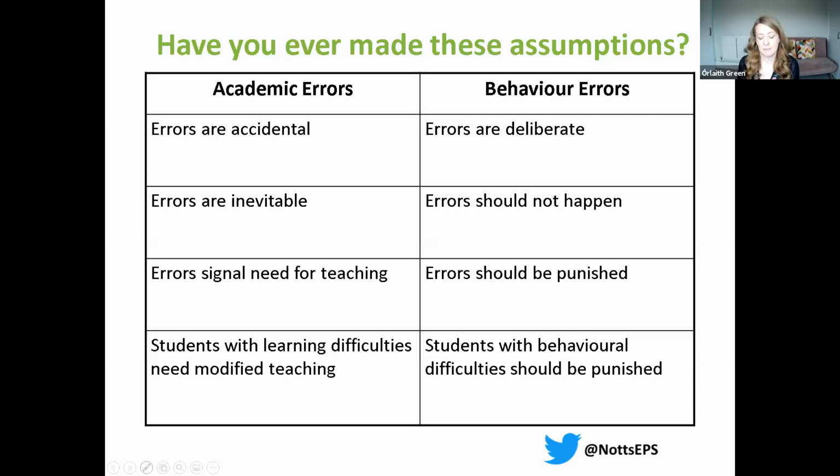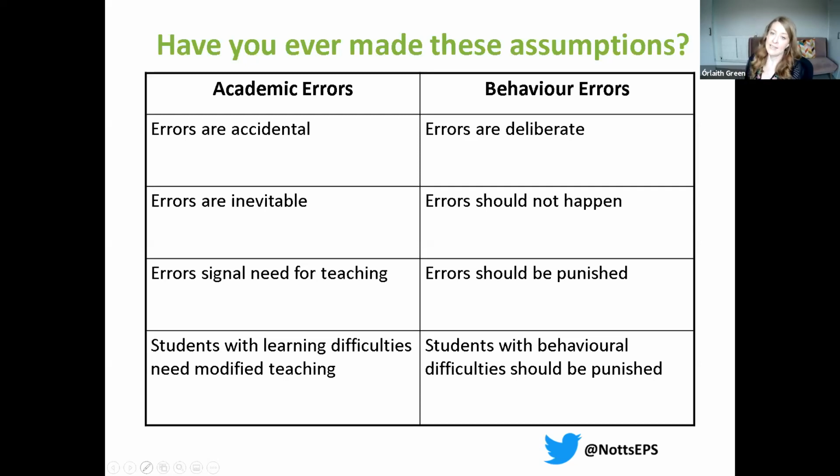So when you see an academic error, for example, a child spelled a word wrong, we might assume that errors are accidental. They're inevitable. Everybody makes mistakes. It's how you learn. They signal a need for teaching. So we might need to give a little bit of extra spelling help. And students with learning difficulties need modified teaching. For example, if that child has difficulties with literacy, they might need catch up or extra help. When they get to college and university, they might need a laptop or a scribe.